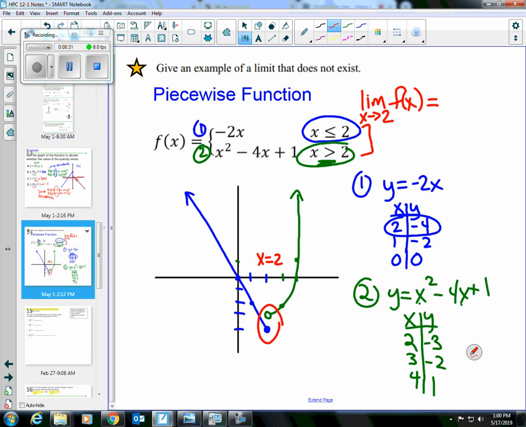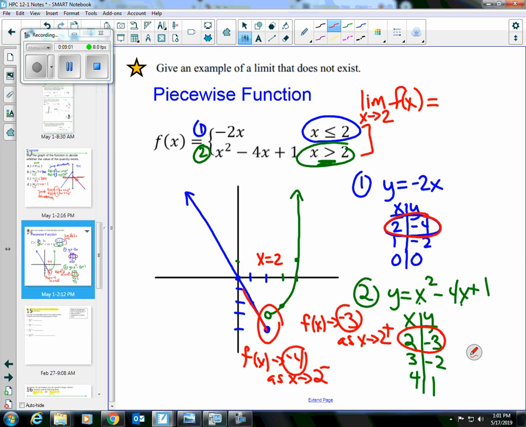Well, the limit looks like it's approaching -3 from the right-hand side. So the function itself is approaching -3 as x approaches 2 from the right. But on the other side, if I trace along here, it looks like it's going towards -4. So the function is approaching -4 as x approaches 2 from the left-hand side. So we'd say 2 with a little minus there. So there's our disconnect. It's approaching a different number on each side. We have what we call a jump discontinuity. So the limit would not exist at that location.